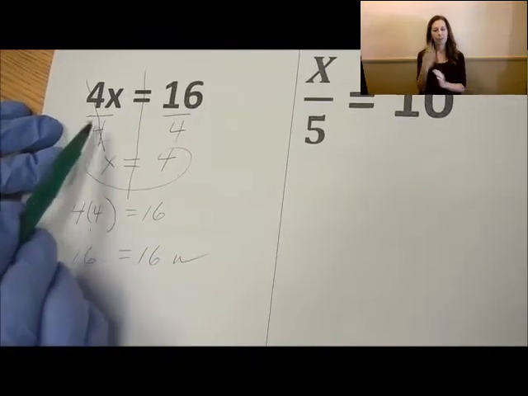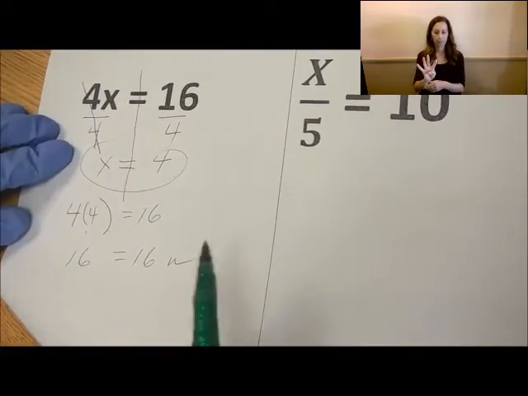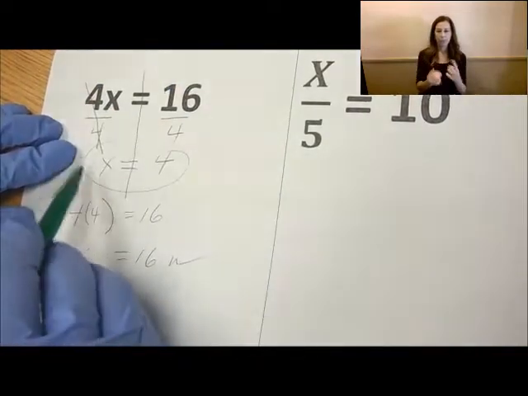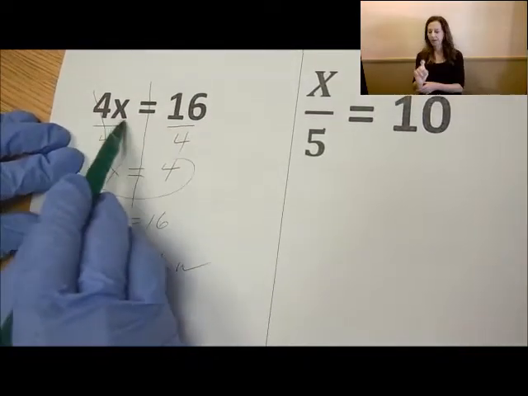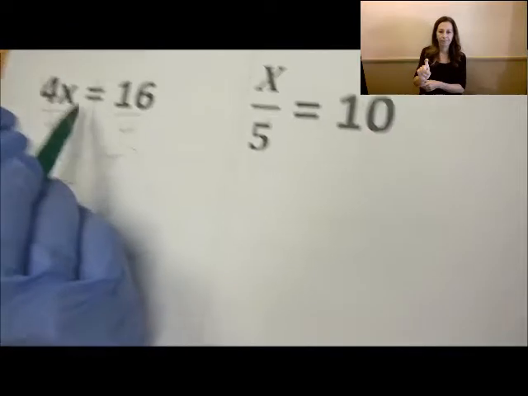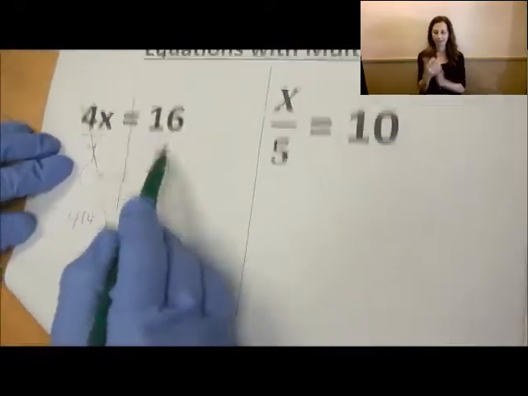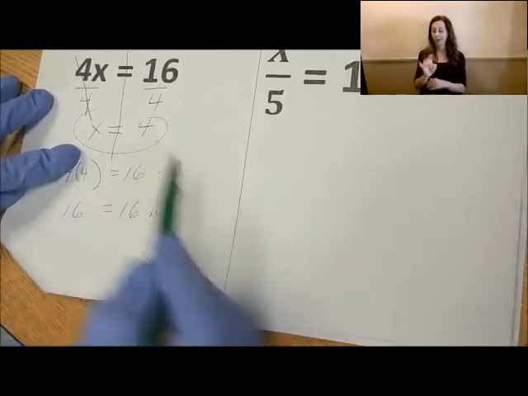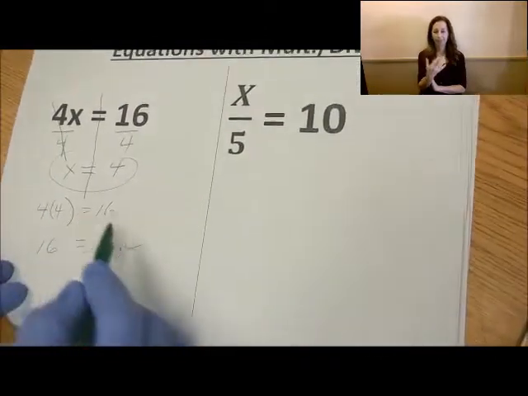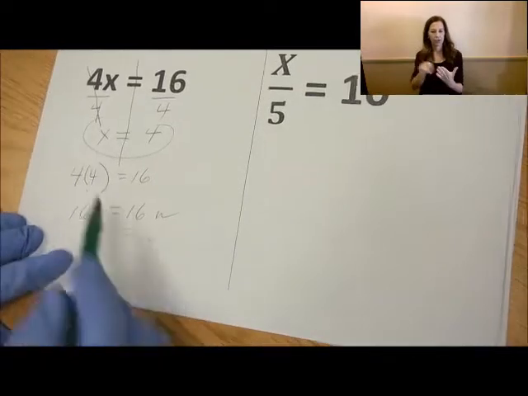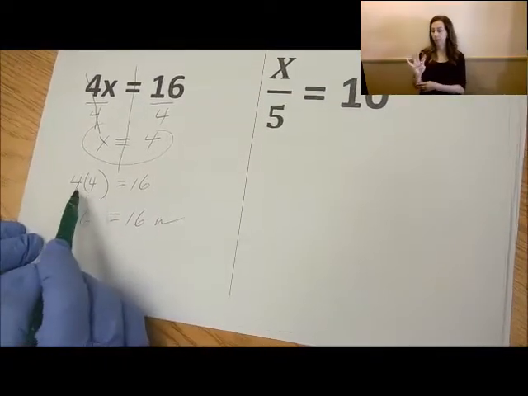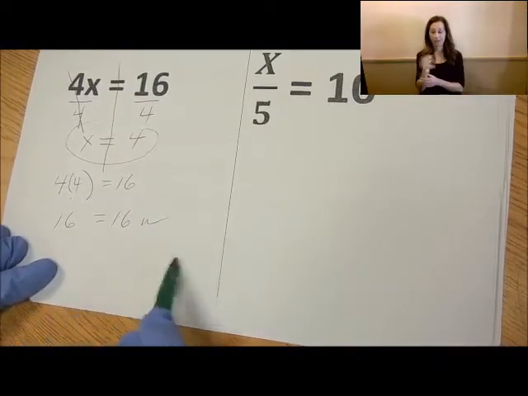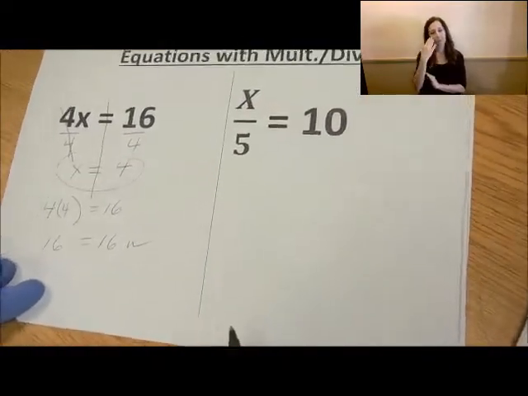So we're going to divide 4x by 4. And when we do that, 4 divided by 4 is 1. So that leaves us with 1x, or just x. 4x equals 16. We divide 16 by 4. We get 4. So we have x equals 4. And then we're going to do our back check. So we substitute the 4 for the x. 4 times 4 equals 16. 16 equals 16. So now we know that we got it right.